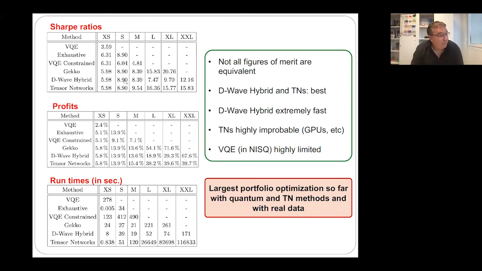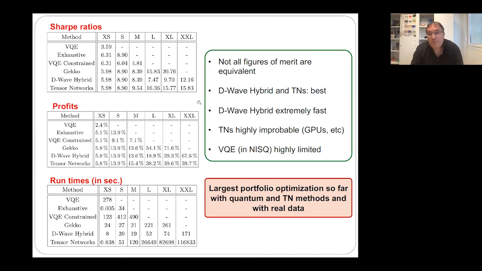And here you can see very clearly what is going on. For instance, with VQE on IBM-Q, we were able to solve the problem for the XS dataset. For S, it was already too much. For the exhaustive, we arrive up to S, VQE constraint and so on. And at the end of the day, we see that the two techniques that allow us to solve the bigger problems are D-Wave hybrid and also tensor networks.